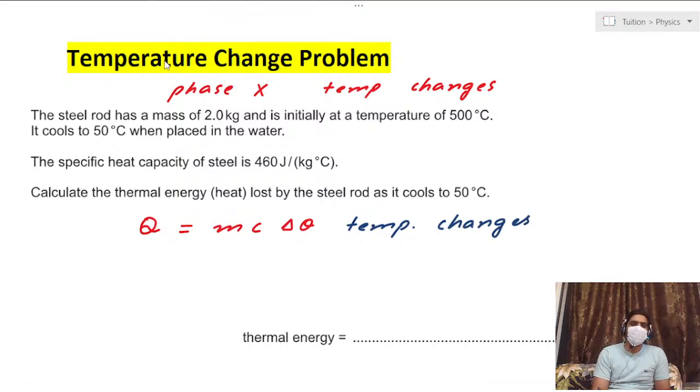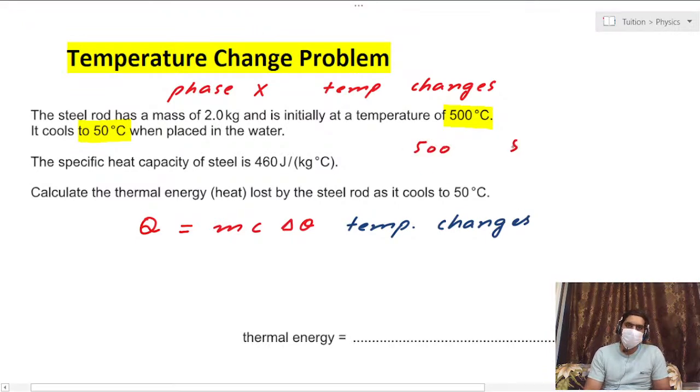How do we know that it is a temperature change problem? Temperature was previously 500. It is now being reduced. It goes to 50 degrees centigrade when placed in the water. So previously it was at 500. Now the temperature has dropped to 50 degrees centigrade. So there's a big change from 500 to 50. Temperature changes. The change is 450.